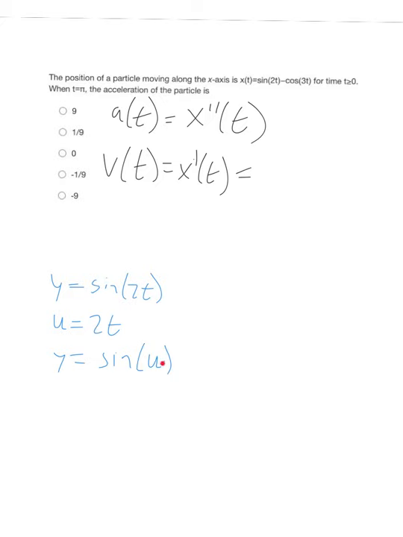So they are the same because u equals 2t, and so I can write u instead of 2t because I have stated that they are the same. If I call this t, I'm wrong. y does not equal sine of t, y equals sine of 2t. But y does equal sine of u because u does equal 2t. Then I take the derivative of each piece.